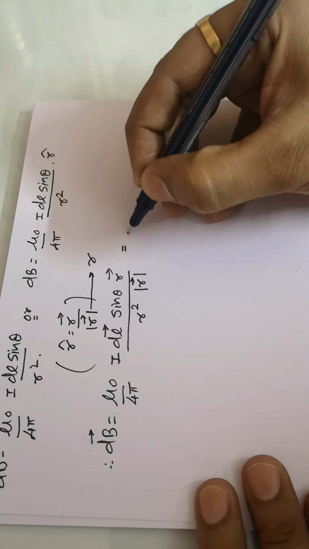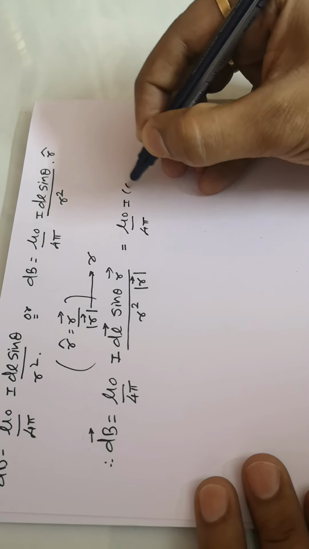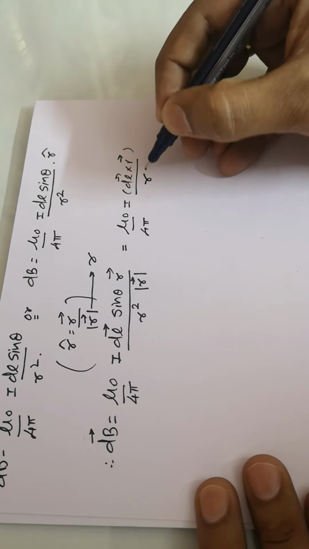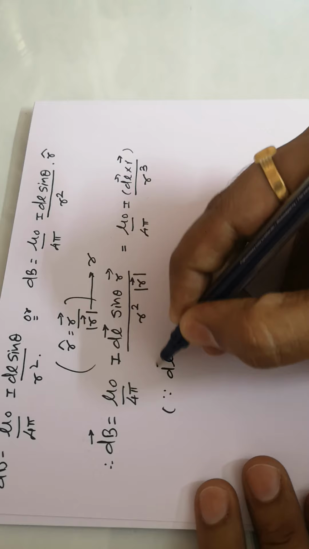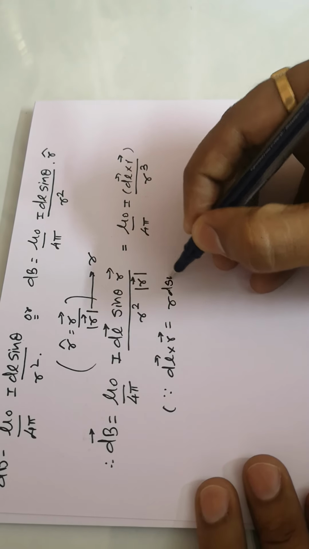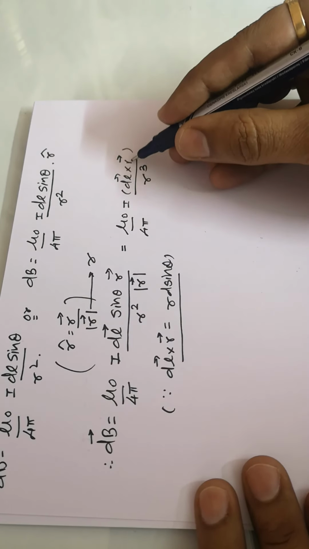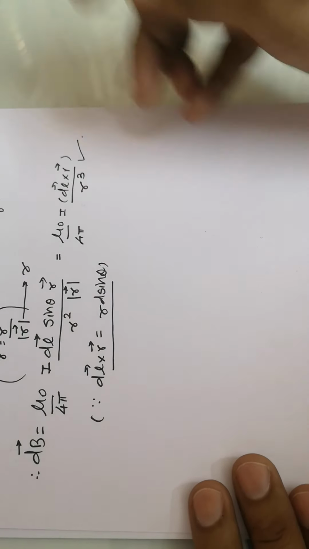So my equation I can place like that: mu 0 upon 4 pi, I dl cross vector r divided by r cube, because I have placed that dl cross vector r is called as r dl sine theta. So my sine theta is absorbed in the cross product. So my equation is right now ready.